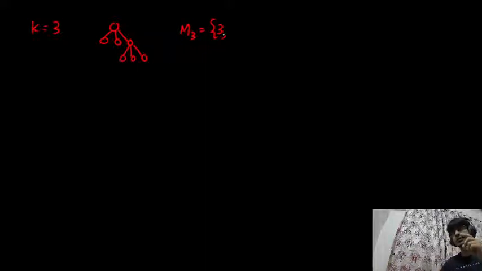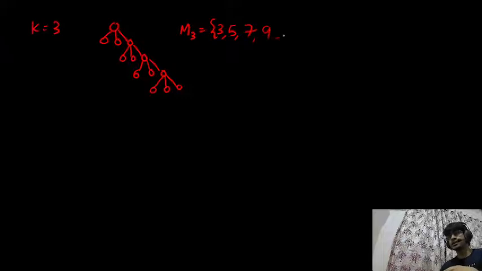So 1, 2, 3, 4, 5. So this is 3, 5. Again, let's extend it a bit more. 1, 2, 3, 4, 5, 6, 7. As you can see, we have an AP of 2, but I'll prove to you why we are getting an AP of 2. Let me just show you that it is working for all the cases. So 1, 2, 3, 4, 5, 6, 7, 8, 9. So this keeps on increasing.